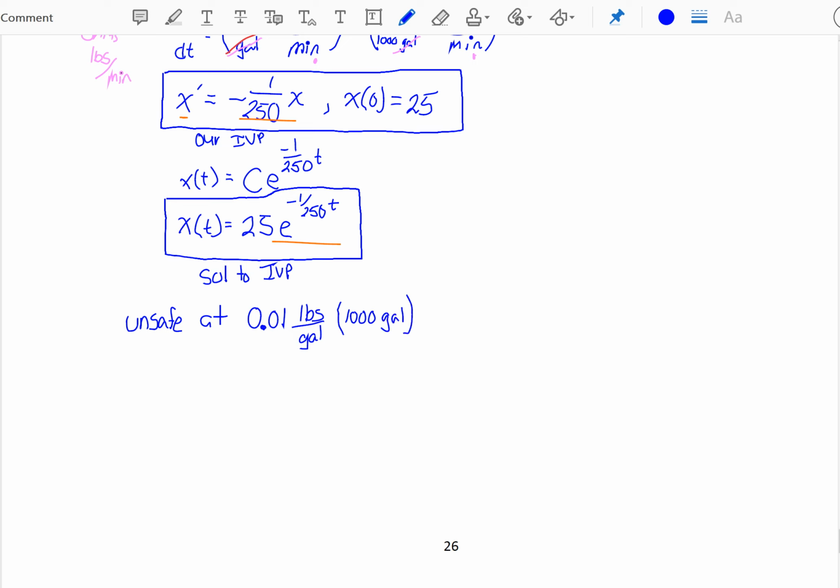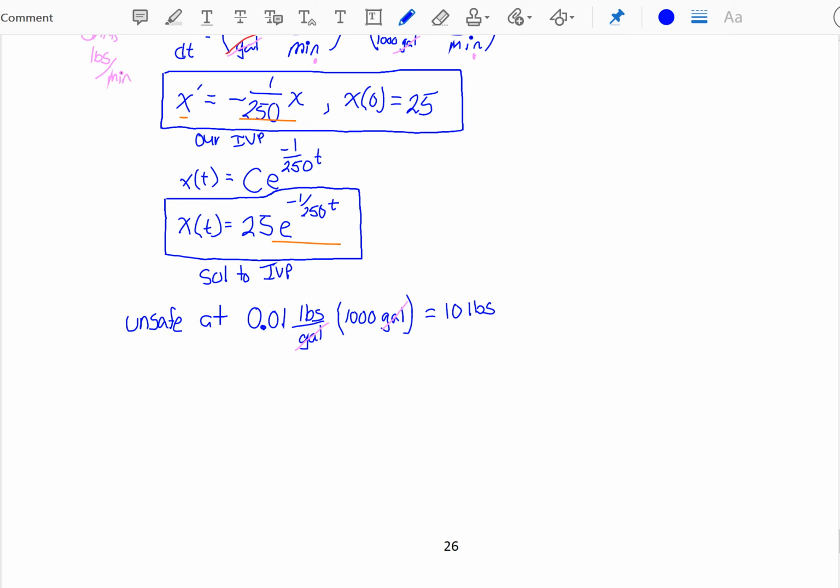When multiplying by 1,000 gallons, notice that your units will cancel. And what we end up with is a measurement of how many pounds this 0.01 concentration is. So when you multiply 0.01 times 1,000, I think you should get 10 pounds. So we can say it's unsafe for the fish if there's 10 pounds or more in the pond. Now we started with 25, so we're asking when is this going to decline to the 10 pounds that is safe for them.